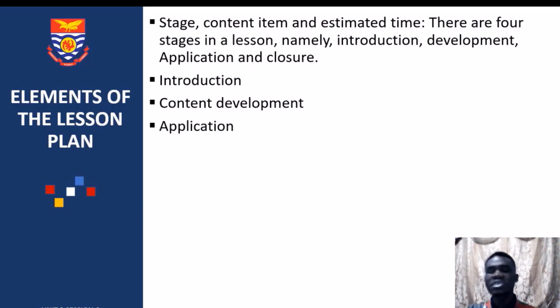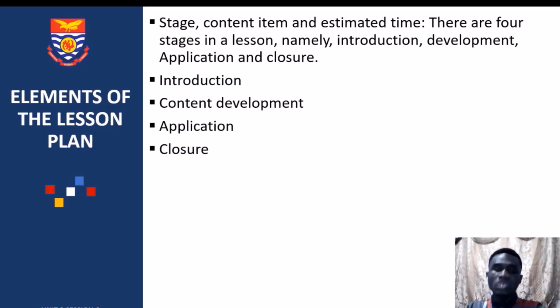And the application stage. Here, you try to now relate the concept that has been taught to real life situations. So for instance, if you are teaching friction, the various applications, the laws of friction can be stated here, as well as some calculations involving friction. They can all be stated at the application stage.